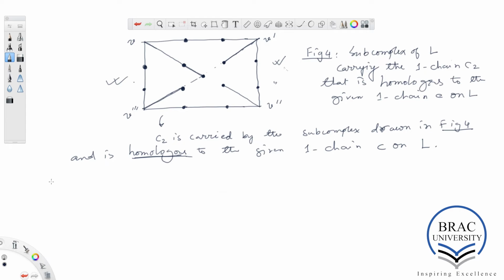Now, if the given one chain C on L is also a cycle, okay, then the chain C2 carried by the subcomplex M of L is also a cycle, right?